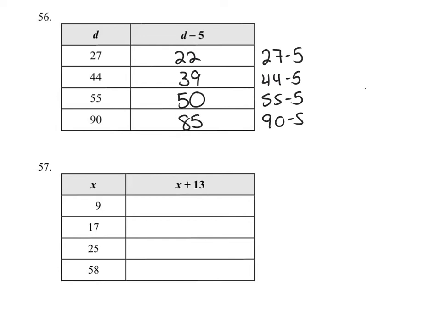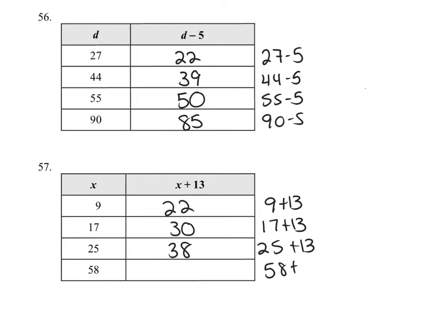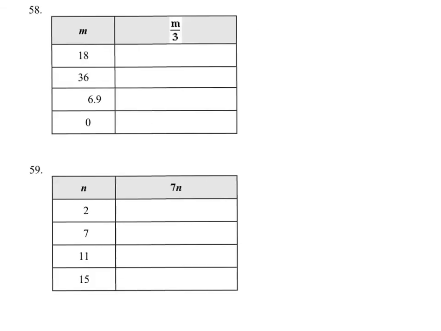Okay, same thing here, you're just plugging in, so 9 plus 13, 22, 17 plus 13, 30, 25 plus 13, 38, and 58 plus 13 is going to be 71. So 58 and 59 are also evaluating expressions. Once again, we're just plugging in.